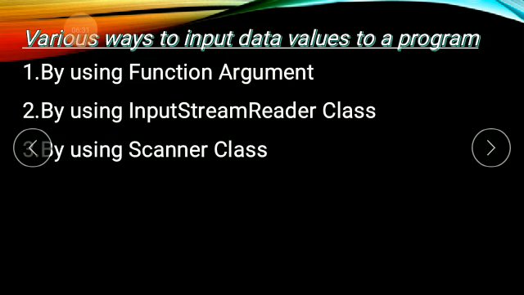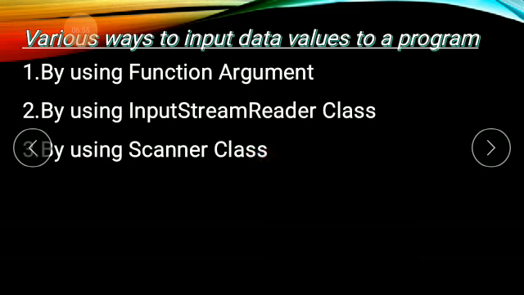We have various ways to provide input to a Java program. What are those different ways? How will we provide values to a program? The first one is by using function argument. The second one is by using input stream reader class. The third one is by using scanner class.